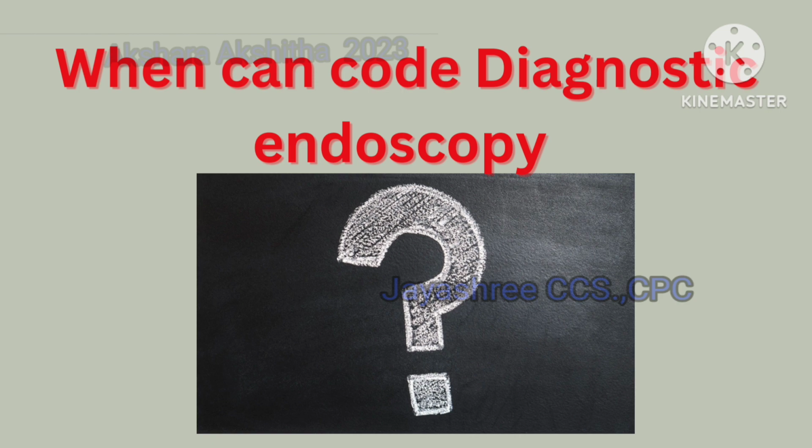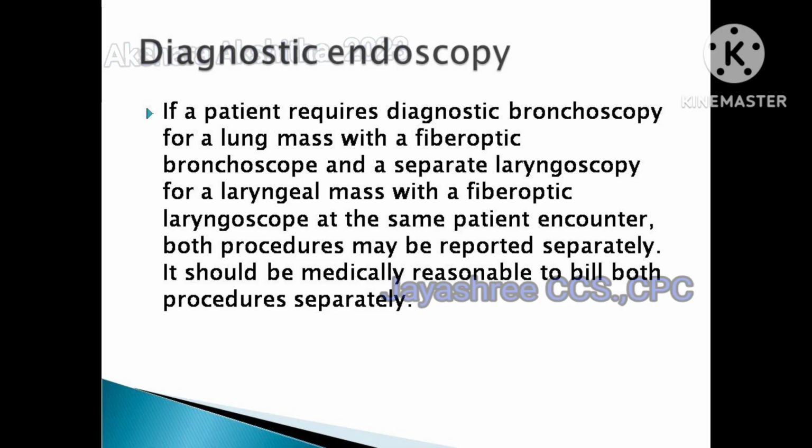For example, if the patient requires diagnostic bronchoscopy for a lung mass with fiberoptic bronchoscopy and a separate laryngoscopy for a laryngeal mass, then we can code both separately, because for both procedures we have a separate medical reason to do the procedure. So both codes we can code together.